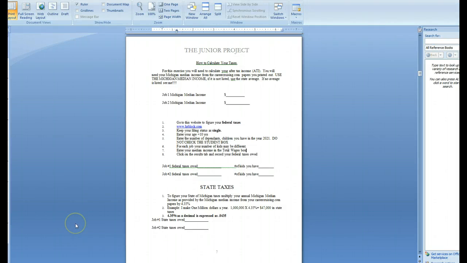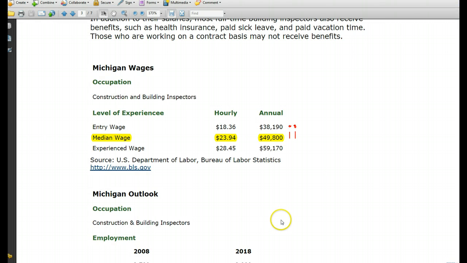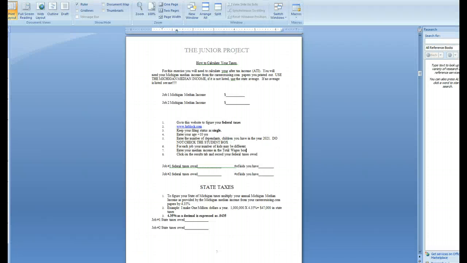Okay, Junior Project Taxes page. This is a part that sometimes kids get a little caught up in. So first off, how do we figure what's our job 1 Michigan median income and what is our job 2 Michigan median income? So our first one, actually this would be my job 1, which is my building inspector. Remember that was that Michigan median wage that we highlighted. And so my annual pay that I'm using for this project will be $49,800.